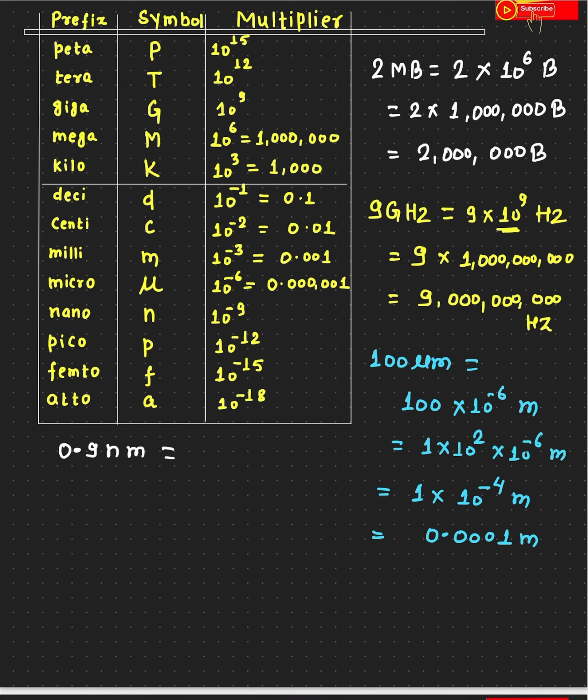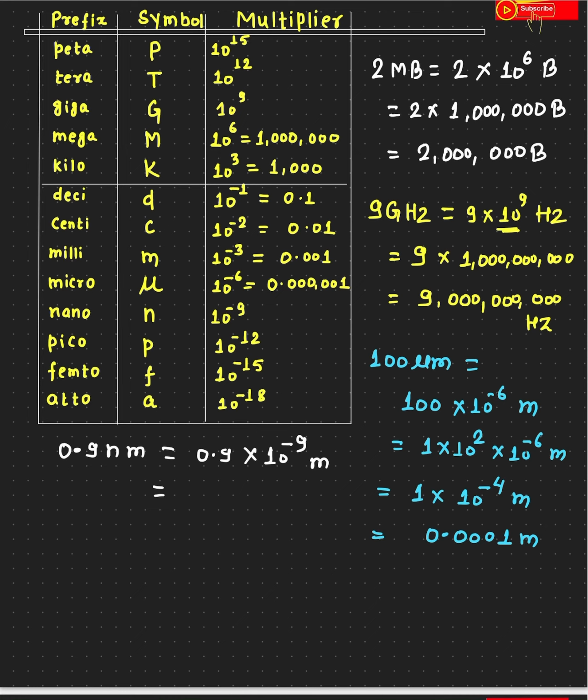0.9 nanometer. So here the n stands for nano, which is the prefix. And what does this mean? This means 10 to the negative 9. So I'm going to write down 0.9 times 10 to the negative 9 meter. Okay, and as I said, most of the time you simply have to write it this way, but here I'm going to convert into the decimal form for your clarity.